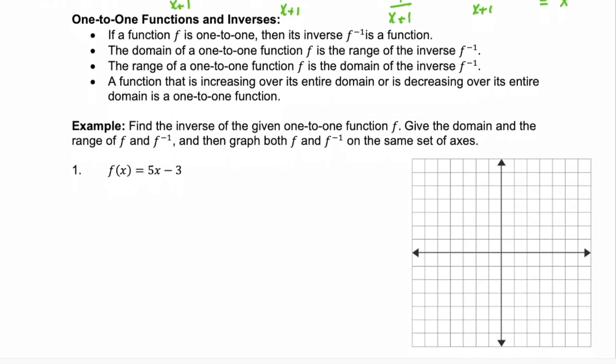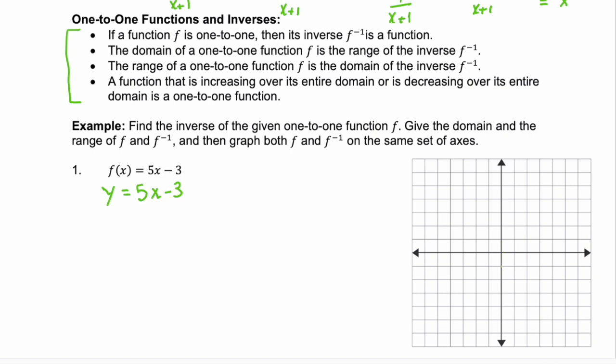Okay, here's another little review of one-to-one functions and inverses and some key points. We'll go through some of these as we complete the last example where we have to graph this f of x function and we need to find the inverse of that function and also graph that. Let's start with graphing this given function. Remember, it's y equals 5x minus 3.